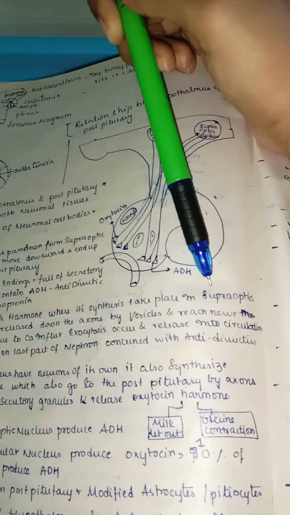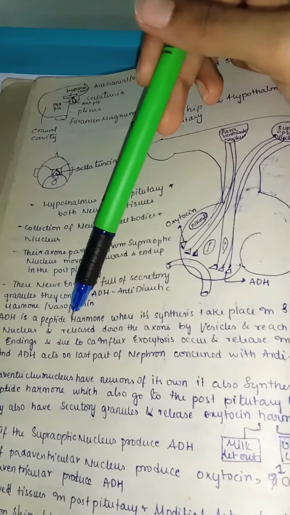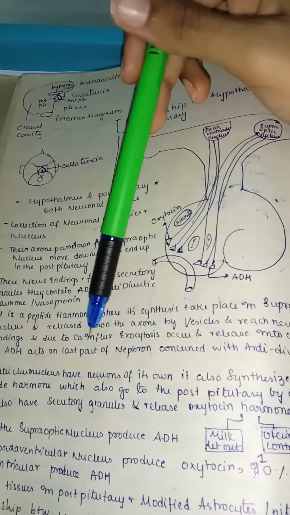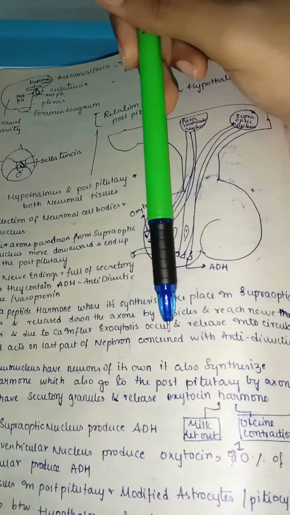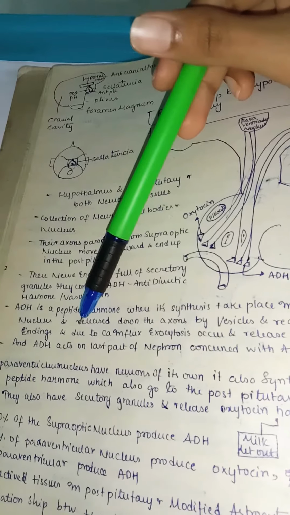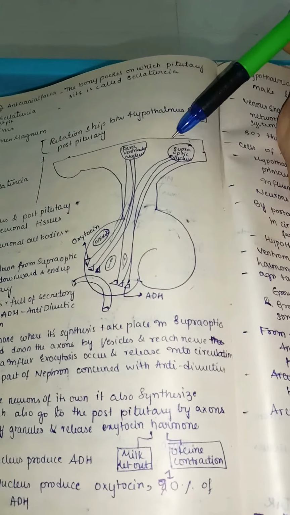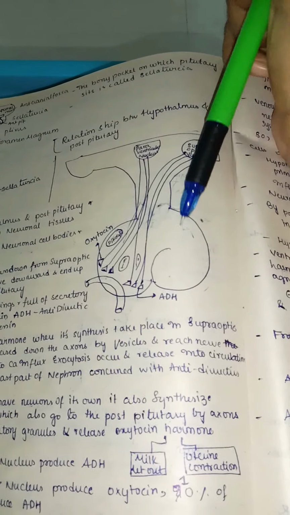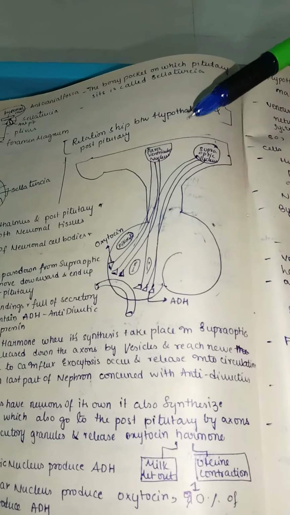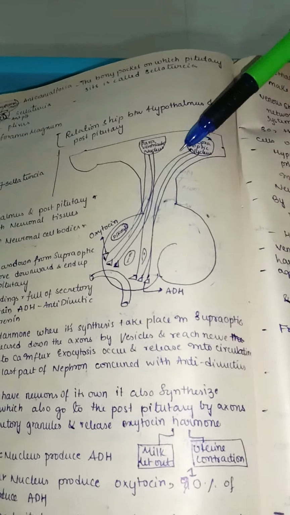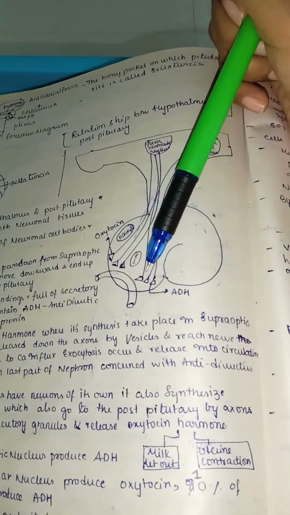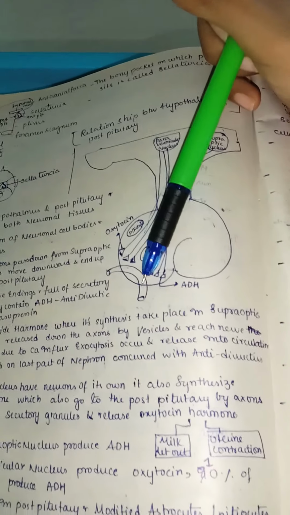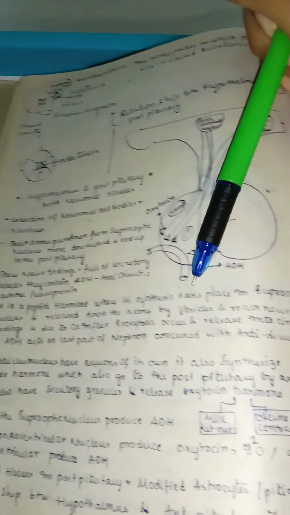Its synthesis takes place mainly in the supraoptic nucleus, and it is released down the axons by vesicles and reaches the nerve endings, and due to calcium influx exocytosis occurs and it is released into the circulation. Mainly supraoptic you can remember as AS, because ADH is coming from supraoptic, so short form AS. From the supraoptic nucleus mainly these ADH vesicles are formed, and by exocytosis they enter the blood vessel so that ADH is released into the circulation.